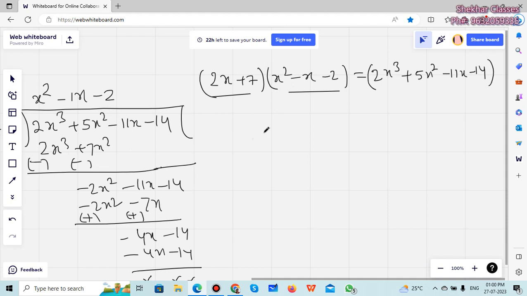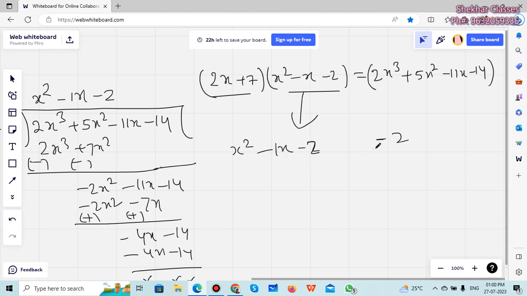Can we further factorize it? Yes, we can factorize this part now by middle term splitting. Okay, so let's do that. It is x square minus x, and minus 2. So what is the first term? 1. What is the last term? Minus 2. So the product of the first term and last term is what? Minus 2 into 1 is minus 2. So we get a product of minus 2. It is a minus here. It means the difference of two numbers should be minus 1 in it.